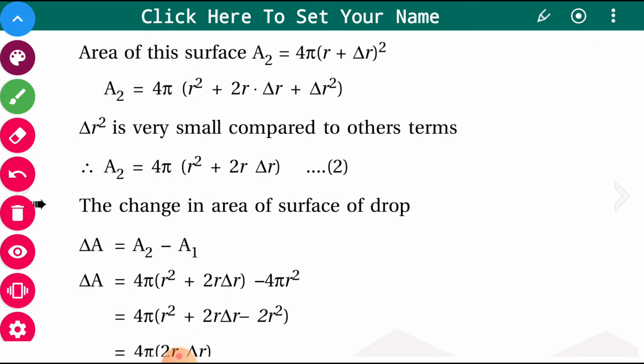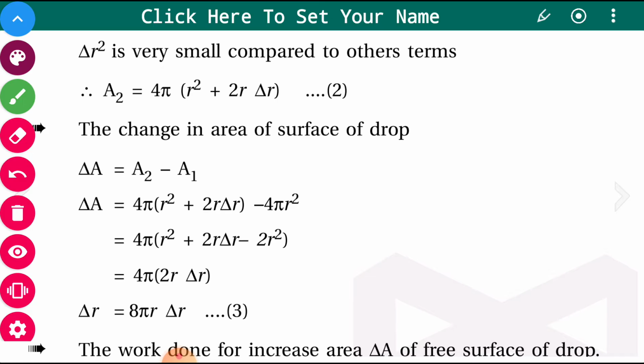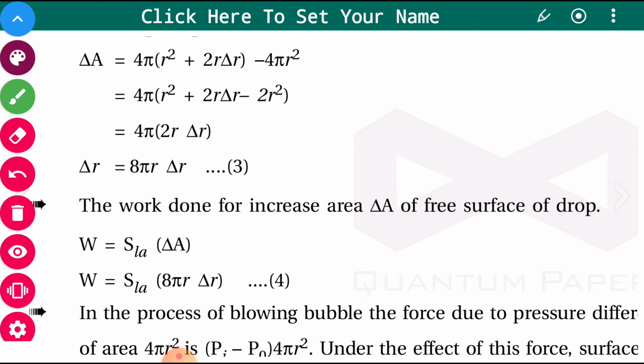Now we find the change in area. Change in area is A2 minus A1. So it is 4 pi (r square plus 2r delta r), because the last term delta r square we have neglected, minus 4 pi r square. If you simplify, you will have 4 pi into 2r into delta r, so it becomes 8 pi r delta r, that is delta A. Delta A is 8 pi r delta r.